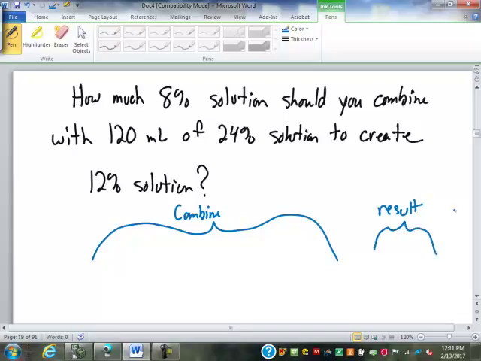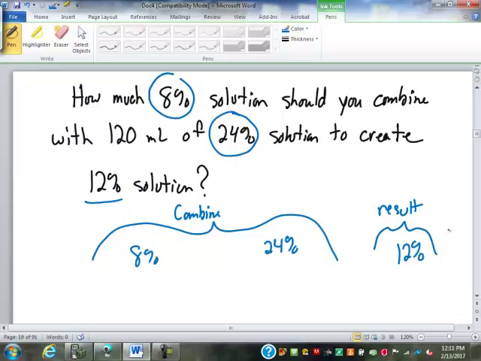What two are we combining here? We've got three of them in here. We've got 8, 24, and 12. Which two are we combining? Perfect. We have the 8 and the 24. So the result is going to be the 12%. That's what we're trying to create, is the 12%.